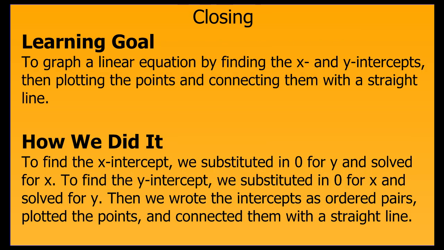In closing, let's review our learning goal. We wanted to learn how to graph a linear equation using the x and y intercepts. We did that by substituting in 0 for y to find the x-intercept, and then substituting in 0 for x to find the y-intercept. Then we wrote the intercepts as ordered pairs, plotted the points, and connected them with a straight line, always remembering to add arrows to the ends of our line to indicate that the line continues on forever, as there are infinitely many solutions to our equation.